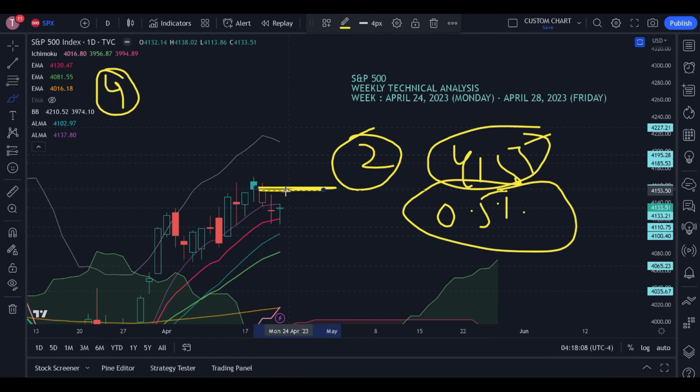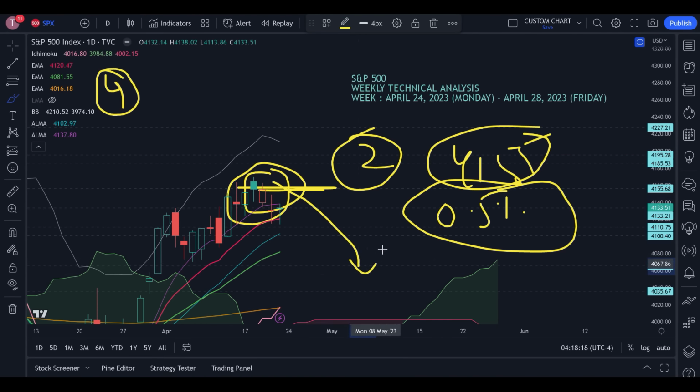If it fails to close above 4155 this week, then we will say that most likely this will be the lower high and done, and then the Fed will raise the interest rates on May 2nd, and that will put more pressure on the economy. That will further slow down the economy. The recent numbers have confirmed that the economy is slowing down.